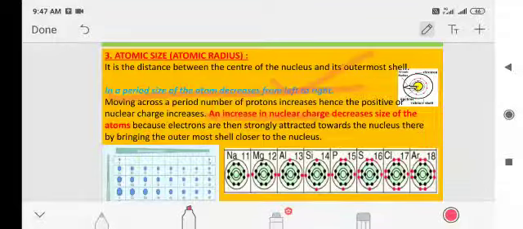And why is that nuclear charge increasing? Because of the increase in protons. Because of the increase in number of protons, positive charge increases, nuclear charge increases. As a result, the last shell will be pulled very strongly inward, and hence the atomic size decreases.